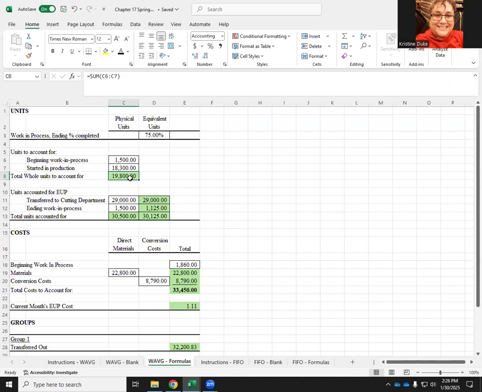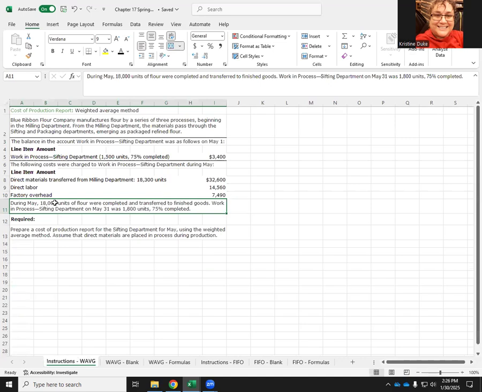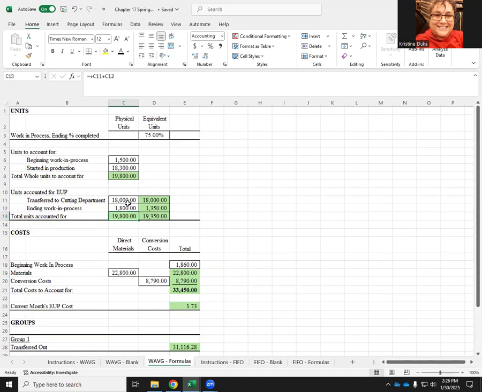Total whole units to account for 19,800. What was transferred to the, well, it's not the cutting department, but it doesn't matter. What was transferred over, 18,000. Okay. Ending work in process ended up being 1,800 units. And again, I found that from these instructions right here. 18,000 units were transferred, ending is 1,800. Okay, so there's all of my EUPs calculated.